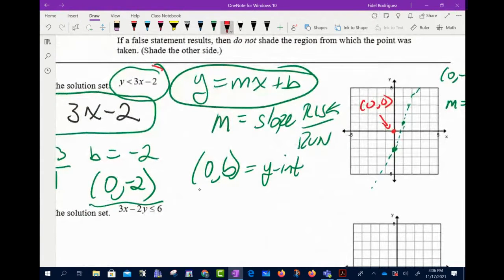We are going to come back to our original problem right here. Everywhere we have an x, we're going to plug in a 0, and everywhere we have a y, we're going to plug in a 0. So we're going to go like this: 0, and it's supposed to be less than. I don't know if it is, so I'm going to put a little question mark. 3 times 0 minus 2. So 0 is less than 3 times 0, which is 0, minus 2, which is negative 2.